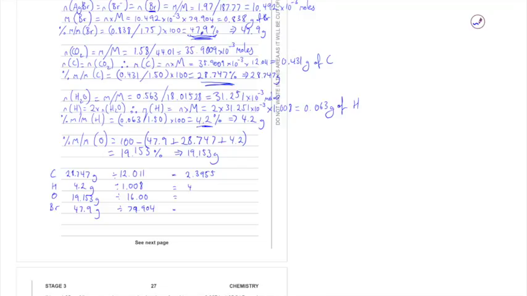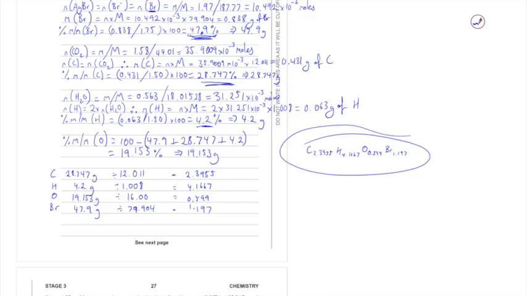2.3955, 4.16667, 0.599, and 1.197. So if I wanted to write the empirical formula right now, it would look like C 2.3955, H 4.1667, O 0.599, and Br 1.197. Now, I don't know about you guys, but I've never seen a formula that looks like this. We want these things to be whole numbers.